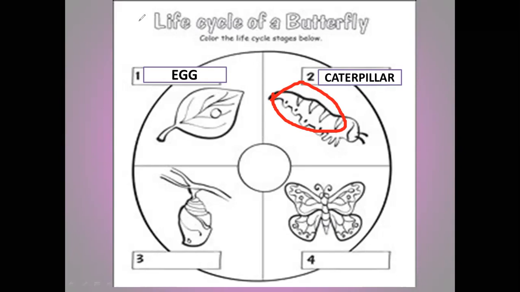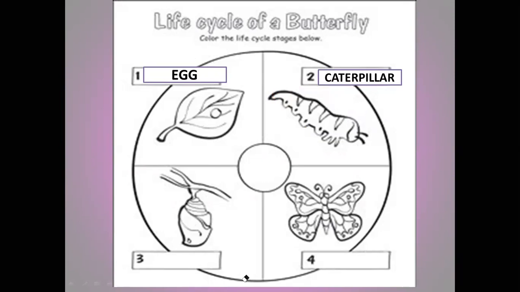No, I'm asking Leila. Please, no one will answer me. Only Leila will answer me. Leila. The second stage is not pupa. Pupa is not the second stage. What is the second stage? Caterpillar. What is the second stage? Caterpillar. Yeah. Is this Leila? Yes. Leila, the second stage is what? Caterpillar. Now mute yourself.